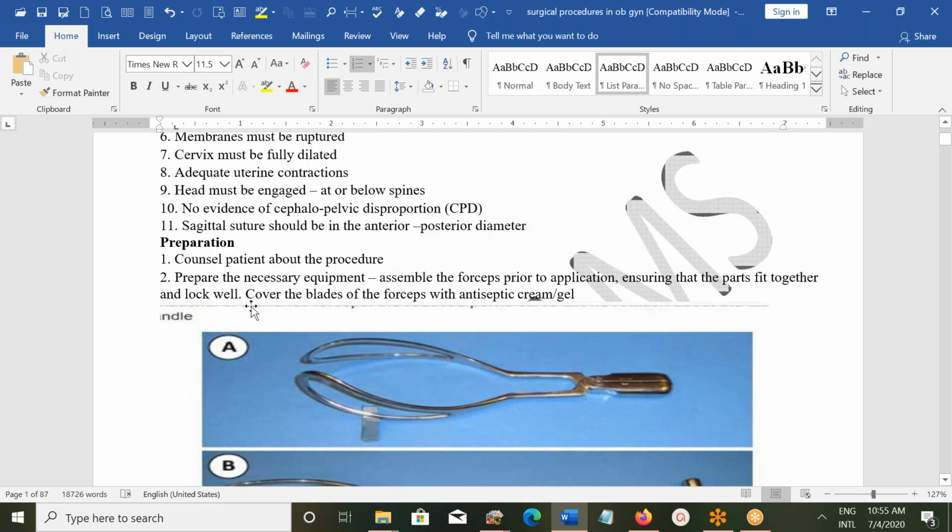What preparations should be done? Consult the patient about the procedure. Prepare the necessary equipment. Assemble the forceps prior to application. Ensure that the parts fit together and they lock well. Don't pull without locking them. Then cover the blades of the forceps with antiseptic cream or gel.